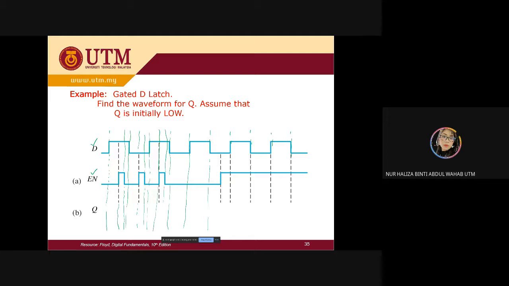Aduh, agak serabut lah bila I lukis ni. Okay, this one is done.